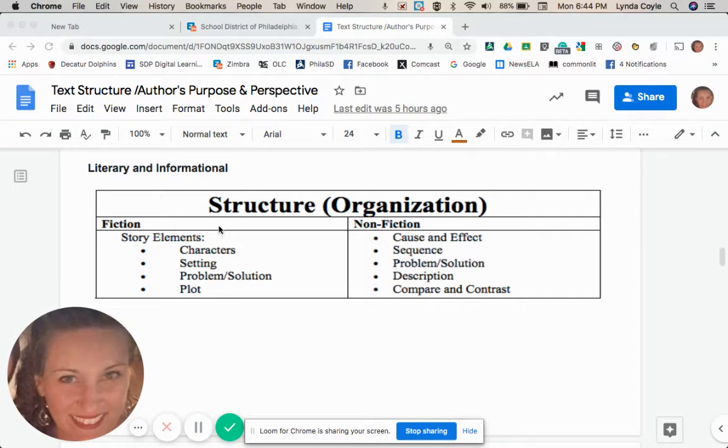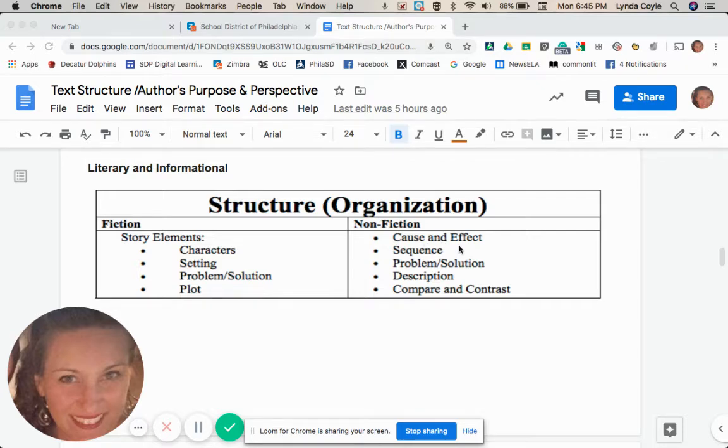In literary text, the structure is differently organized. In literary text and fiction stories, it usually is by elements. It sets up plot, exposition, rising action, climax, falling action, and resolution, characters, the setting, and there's always a problem and solution, usually in a fictional story. But in nonfiction, you have to look and see how the author lists the details.